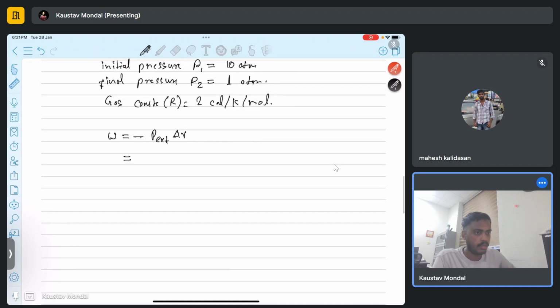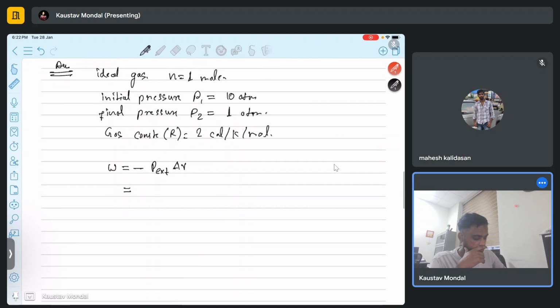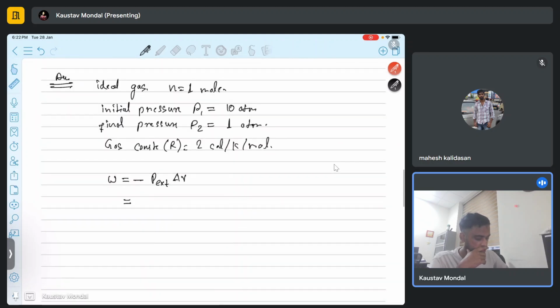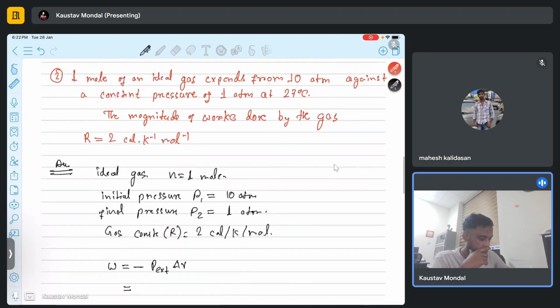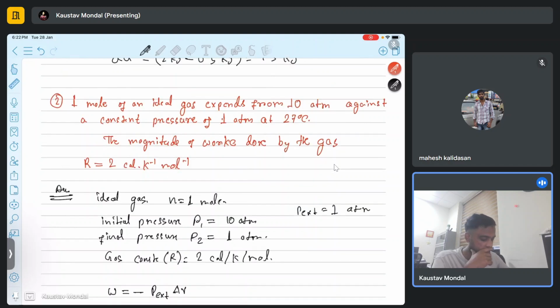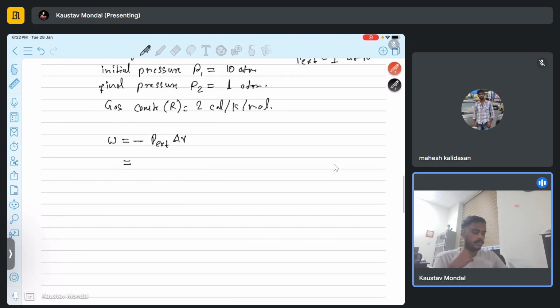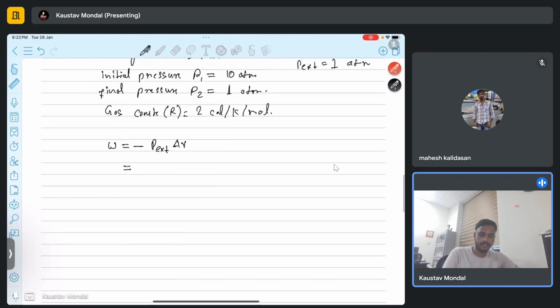P external we know already. P external is 1 atm. In the question itself, it's mentioned: against the constant pressure of 1 atm at 27 degrees centigrade. So this is already given.